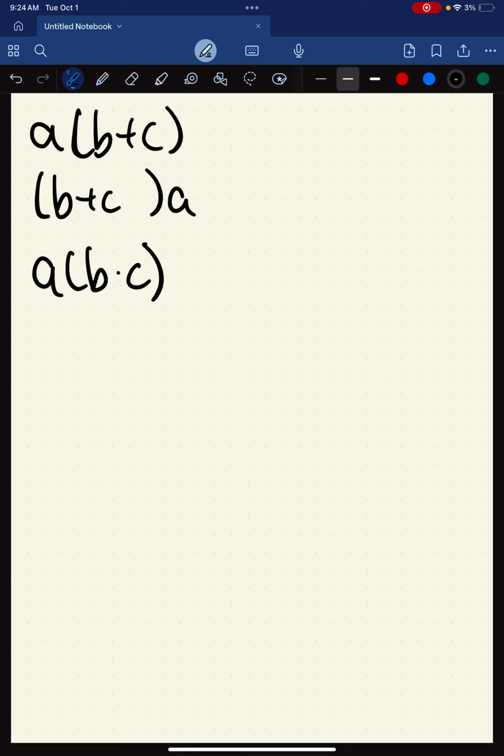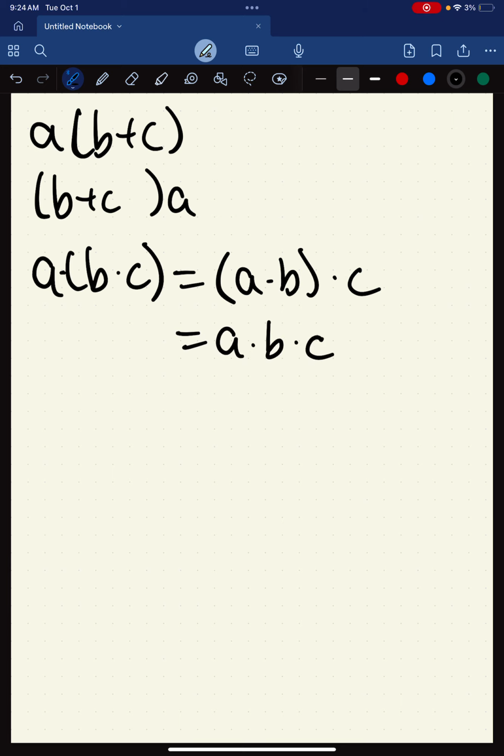We can actually use the associative property here of multiplication and say that this is the same thing as A times B times C, which means it doesn't matter which order we do the multiplication in. So we don't actually need the parentheses at all. So this is A times B times C.